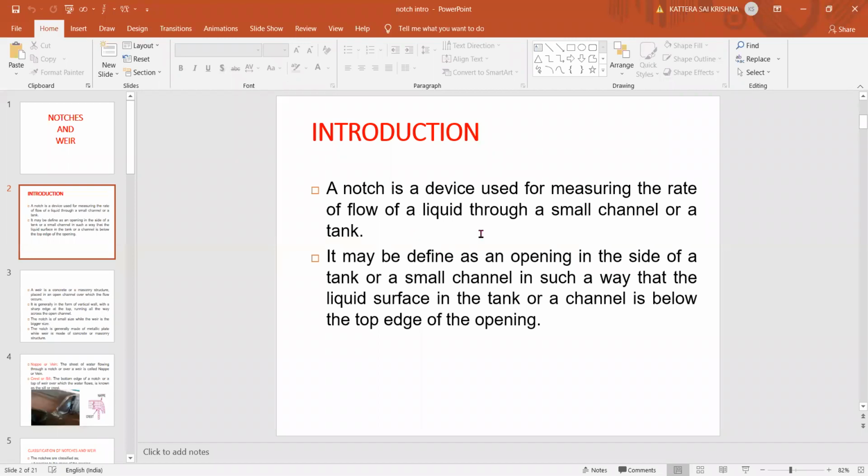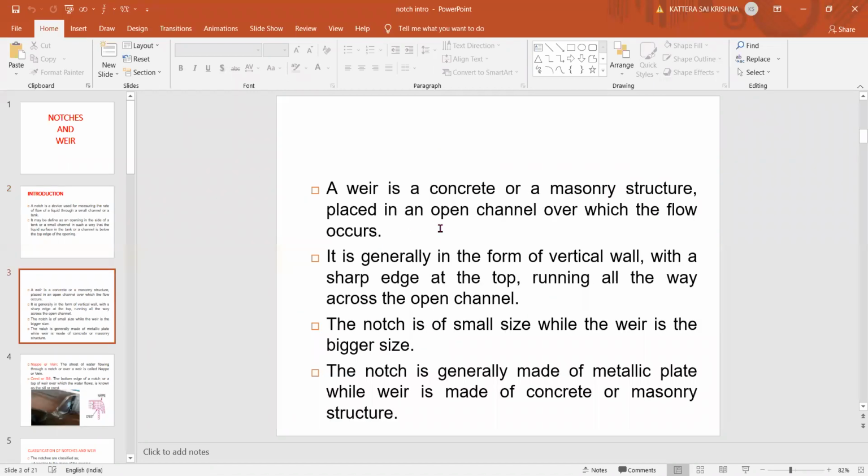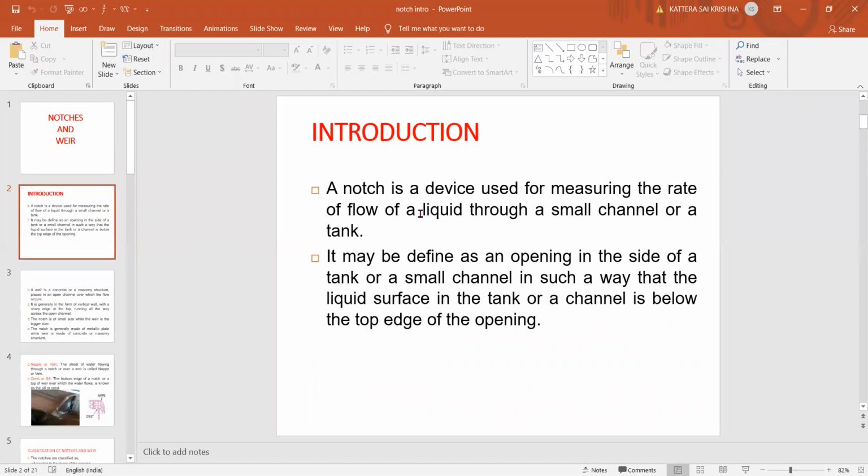A notch is a device used for measuring the rate of flow of a liquid through a small channel or a tank. It may be defined as an opening in the side of a tank. If you have a big tank which is open at the top, in the side we make a small hole or a channel with different shapes, such that the liquid surface in the tank or channel is below the top edge of the opening. This is a notch.